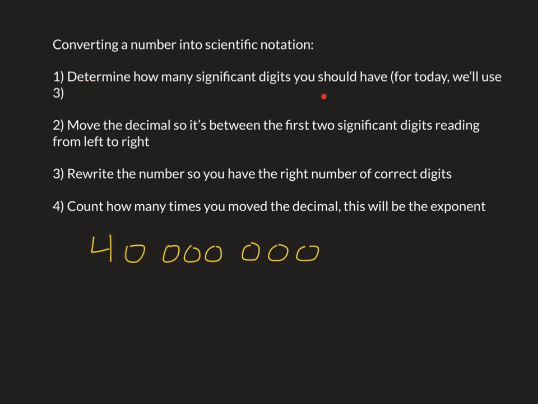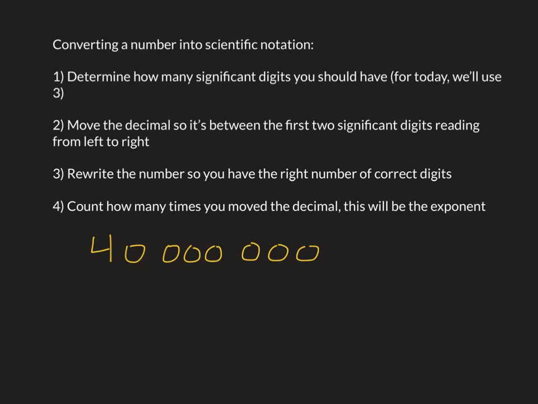Number 1, determine how many significant digits you should have. We haven't talked about significant digits yet. We'll get into that next week. So for today, we'll say that we always want to have 3 digits. And I'm a bad teacher and messed up on my answer key because mine were all over the place. But today, try and round them to always have 3 digits just to get in that habit.